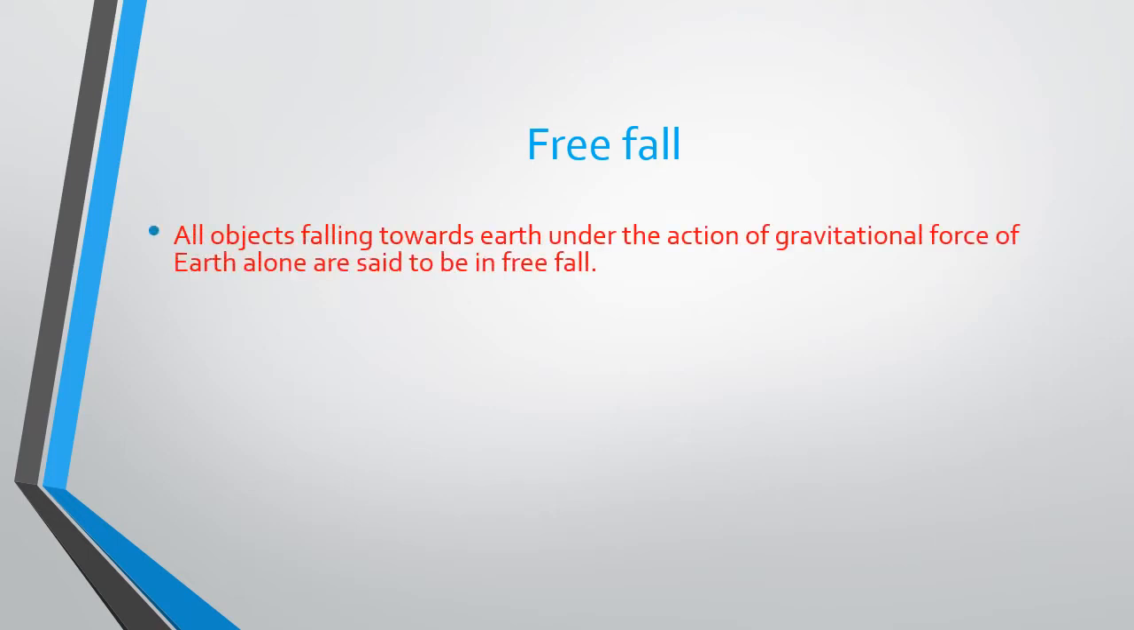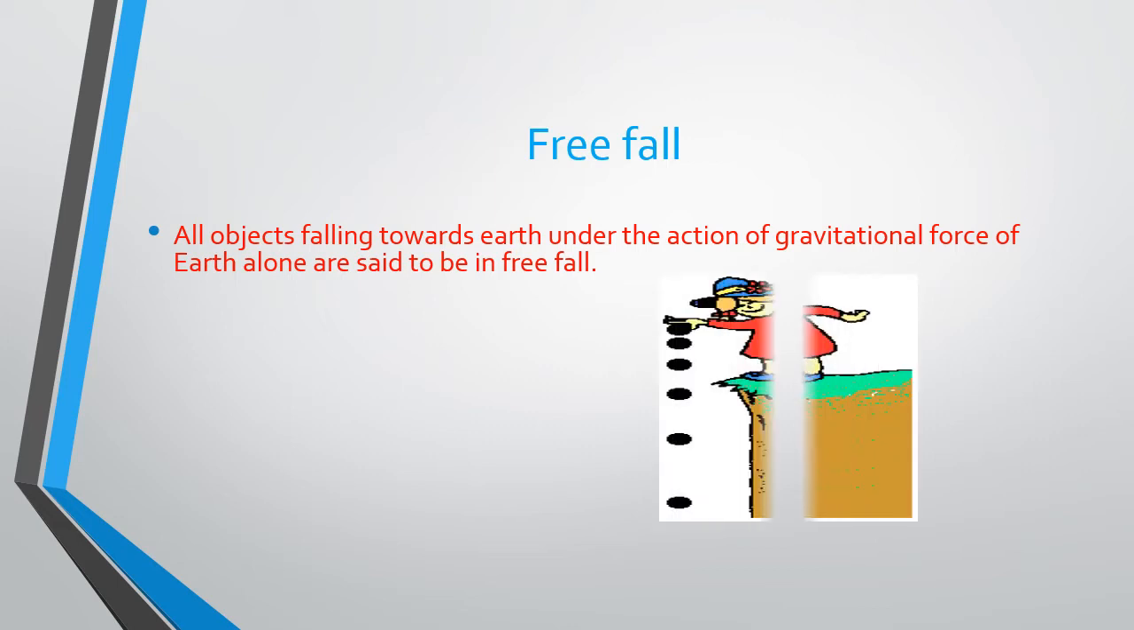Next, we are going to discuss free fall. Every body on earth is attracted by earth towards its center. Therefore, every object, when free, falls towards the earth due to the gravitational force of earth. So, all objects falling towards earth under the action of gravitational force of earth alone are said to be in free fall.